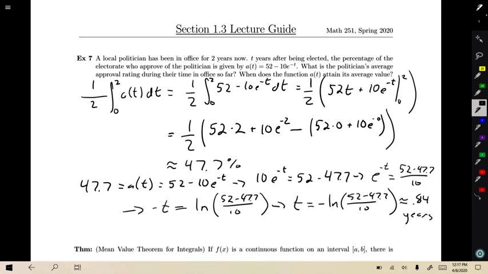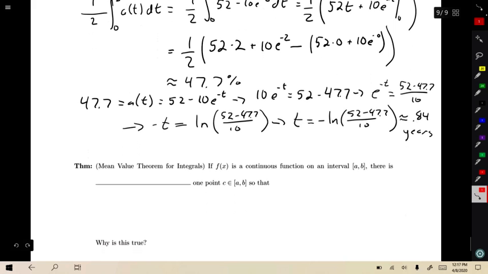So this is kind of nice. I mean, we find that not only can we compute the average value, but at some point, the politician actually attains that average value as their approval rating. And in fact, we'll find that in general, that's what's going to happen. We're going to both have an average value, and the function that we're averaging is going to attain its average value at some point, provided that it's continuous.